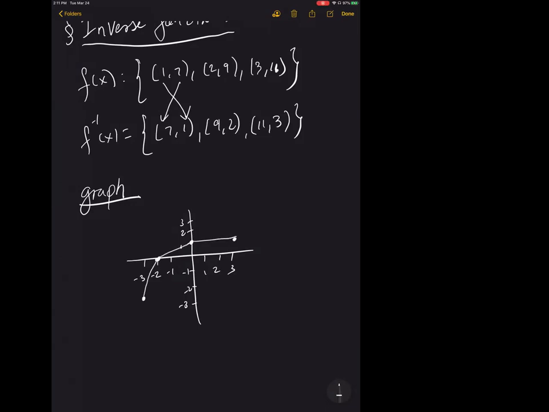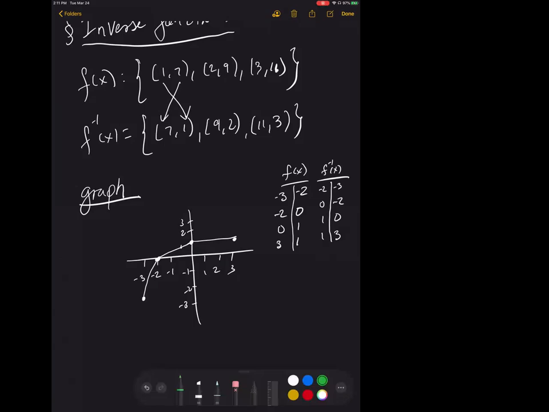All I do is I go, the graph right here has these ordered pairs. -3, 2, -3, -2, sorry. -2, 0, 0, 1, and 3, 1. Then the inverse function will have the same ordered pairs but flipped. -2, -3, 0, -2, 1, 0, and then 1, 3. You just plot those points. That's it. You have the inverse of the function.